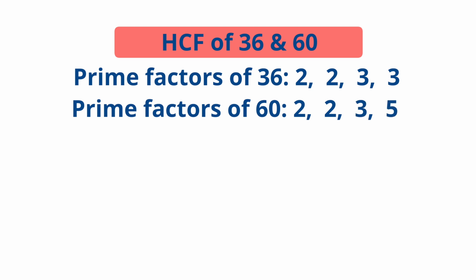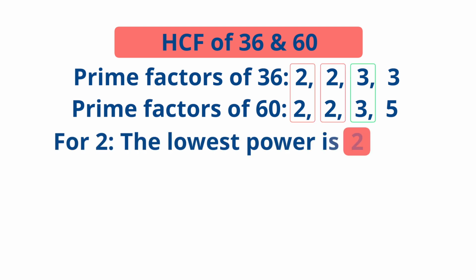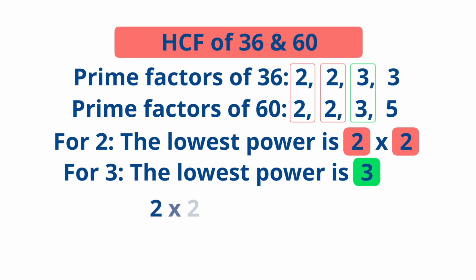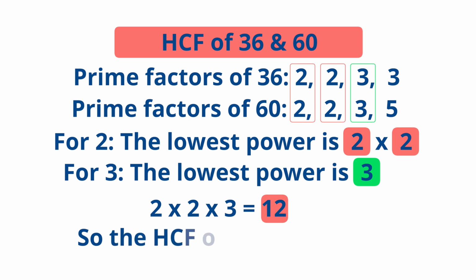The common prime factors are 2 and 3. Choose the lowest power of each common prime factor. For 2, the lowest power is 2 times 2. For 3, the lowest power is 3. Multiply these lowest powers together. 2 times 2 times 3 equals 12. So the HCF of 36 and 60 is 12.